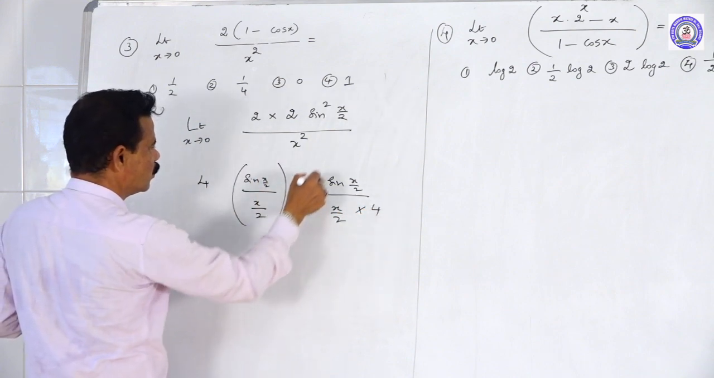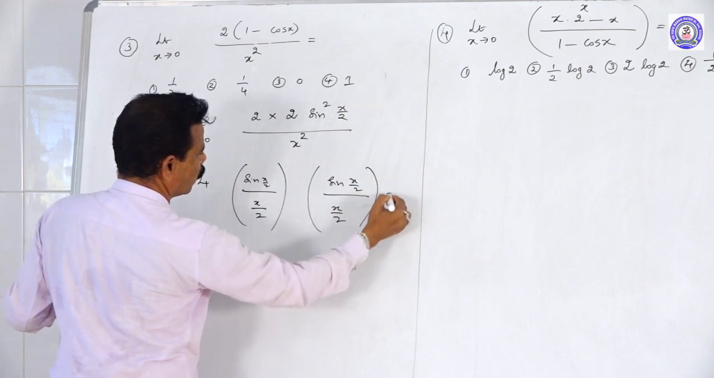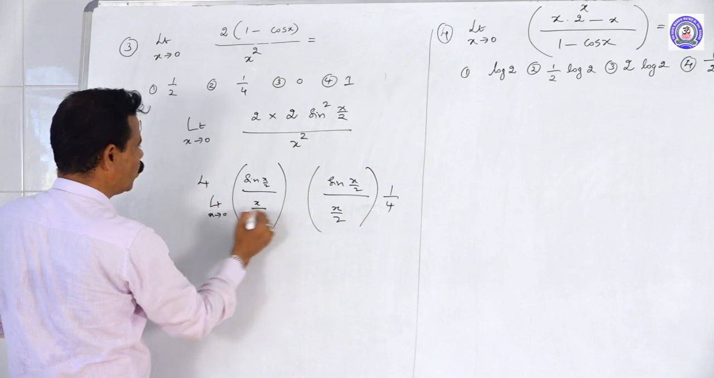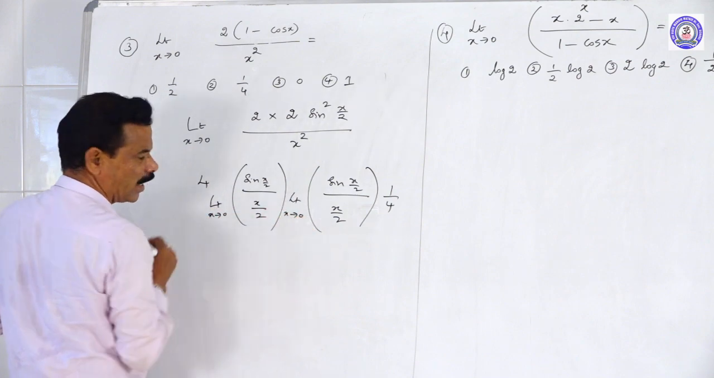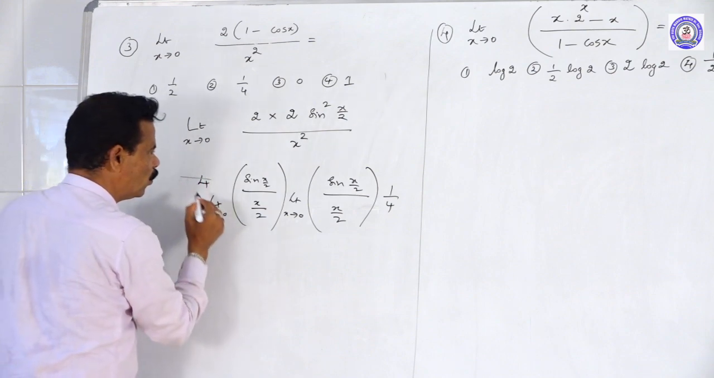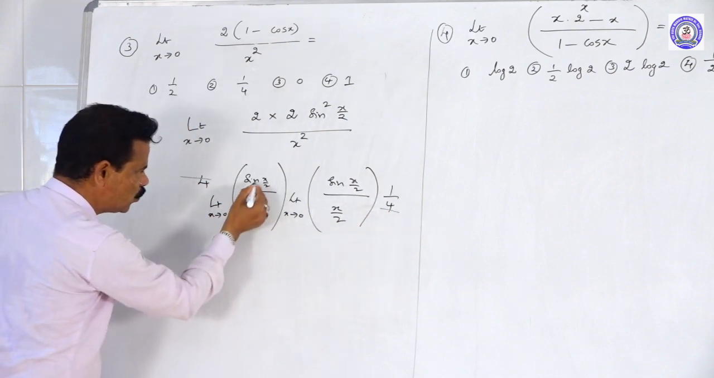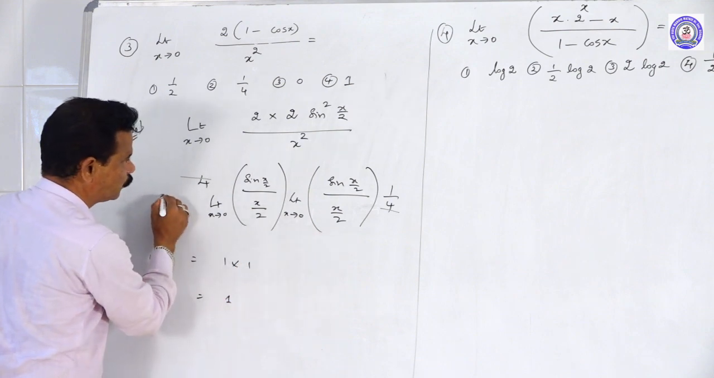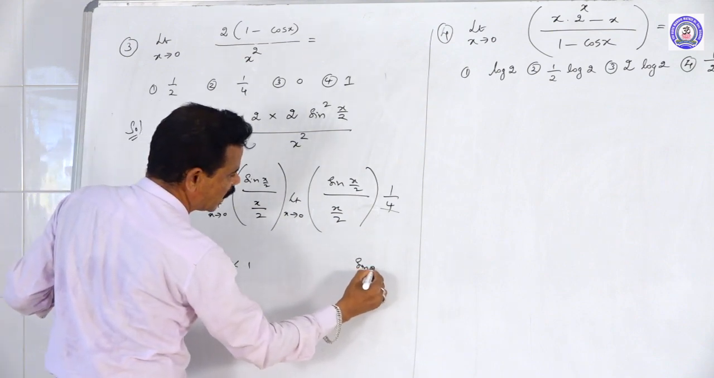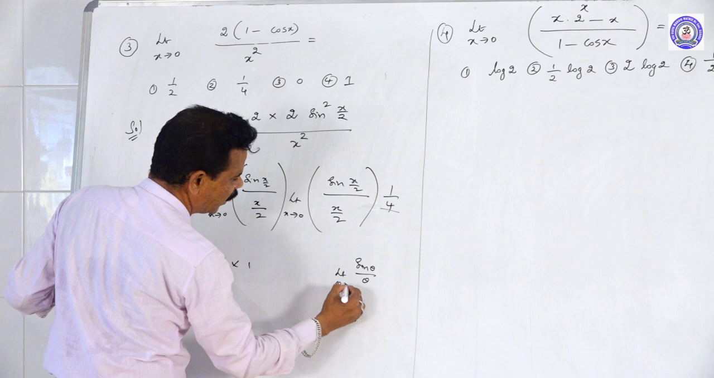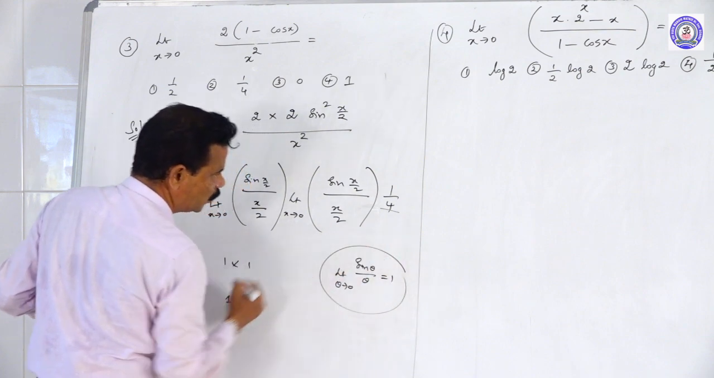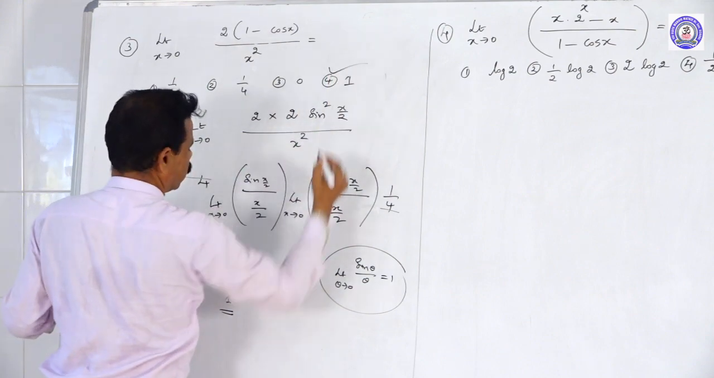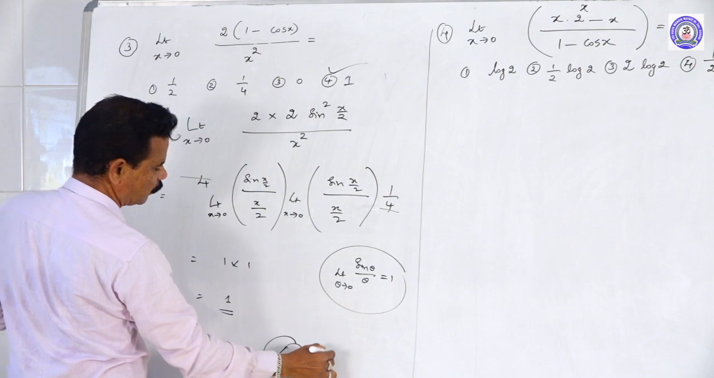So this is 1, whereas limit x tends to 0 here. After this 4 also cancelled. This value 1, this value also 1, totally 1 is the answer. Whereas the formula is sin theta by theta, limit theta tends to 0 is equal to 1. By using this formula, the answer is 1. So 1 is the fourth option, right answer. Fourth option.